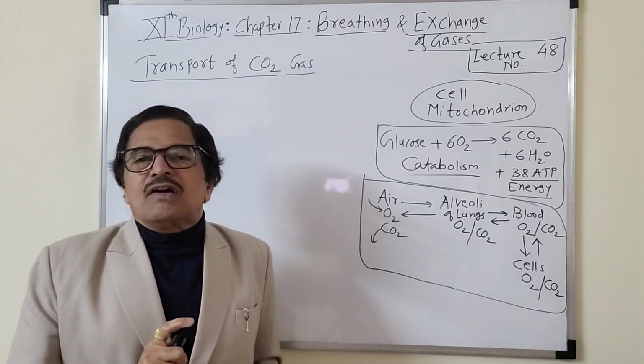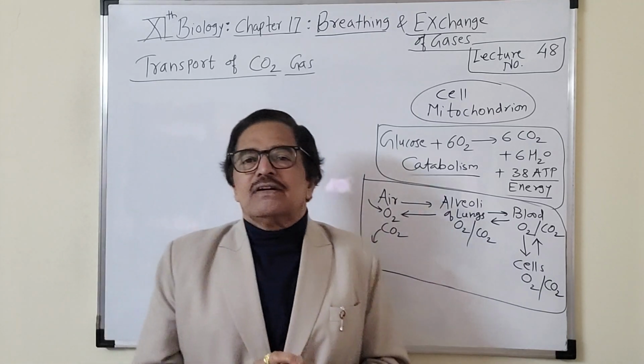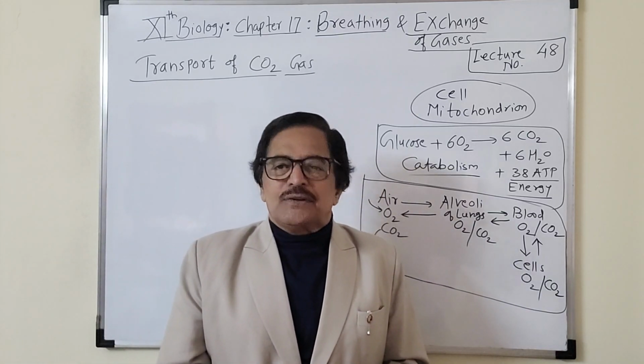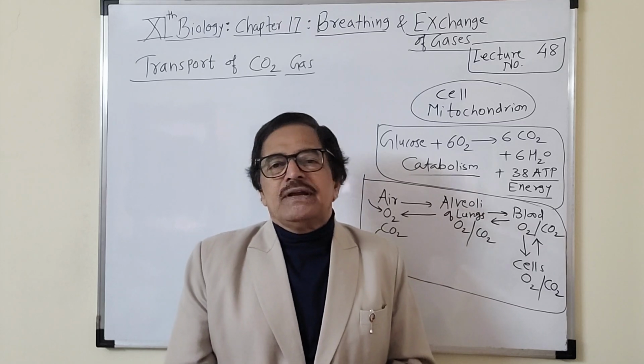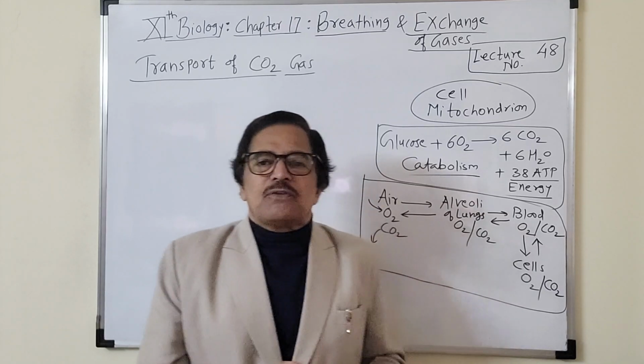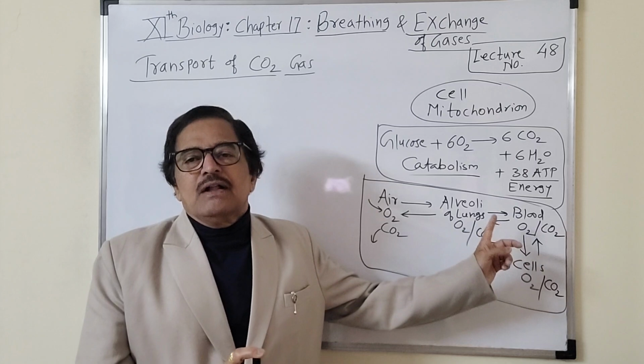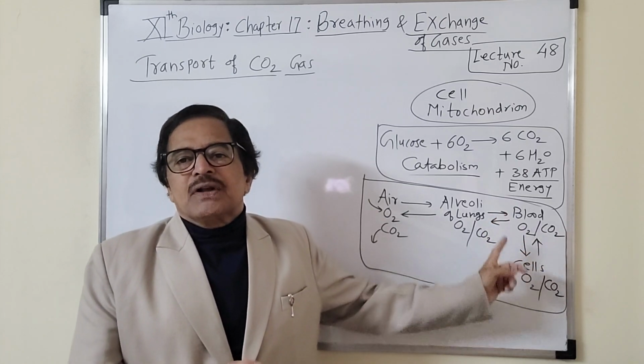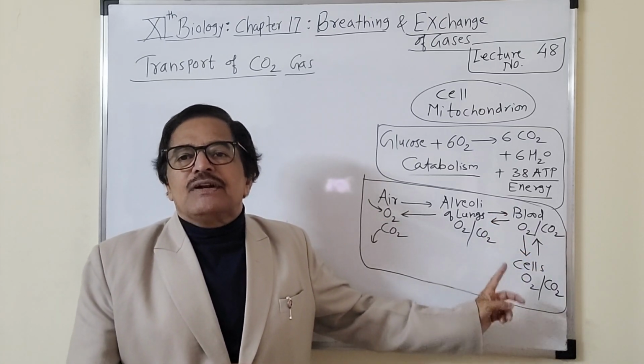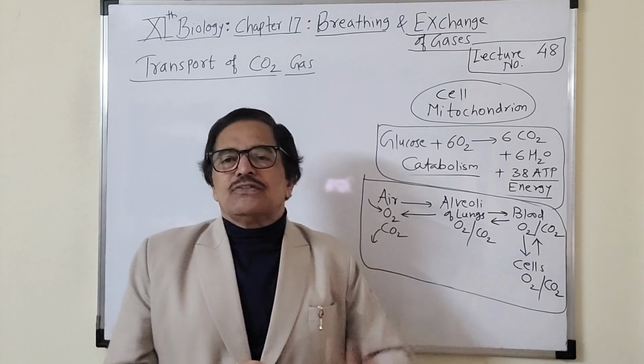Then we have seen how the oxygen is carried in the last lecture. It is carried mostly by the RBCs, mostly by the hemoglobin in the form of oxyhemoglobin from the alveoli of the lungs to the blood. Blood will carry oxyhemoglobin to the cells, there it will dissociate and it will give oxygen there.